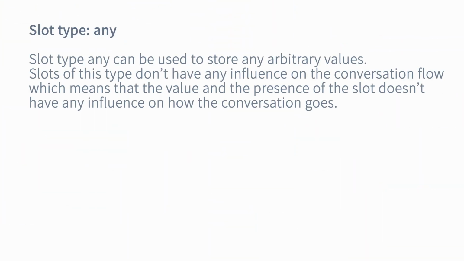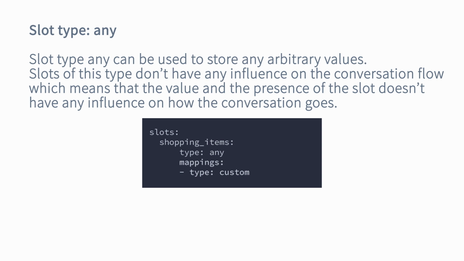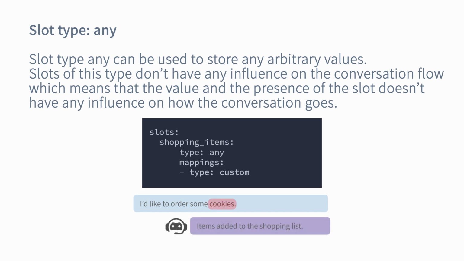And the last slot type that I would like to cover today is slot type any. This slot can be used to store any arbitrary values that you would like your assistant to keep in the memory and use in a specific context. A very important piece about slot type any is that this slot will never have any influence on how the conversation goes, which means that this slot is the best to simply store the values that you would like your assistant to have access to.